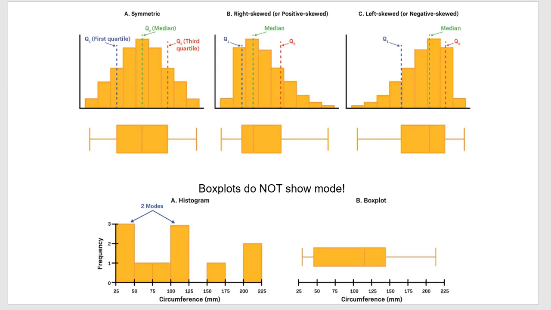I have another picture here, which also has the histograms, but I also have the Q1, the Q2, and the Q3 labeled, and then compare it to their box plots underneath. So that's another great way that you can look at it.